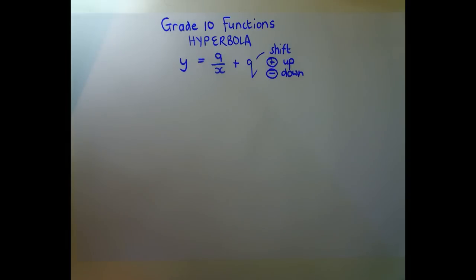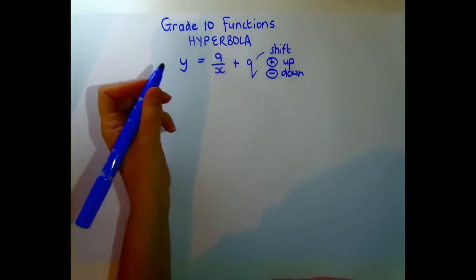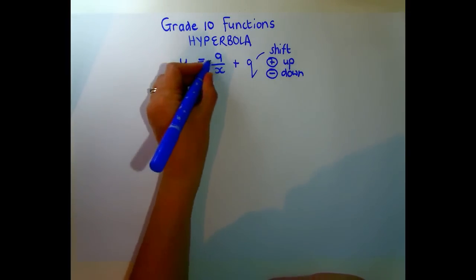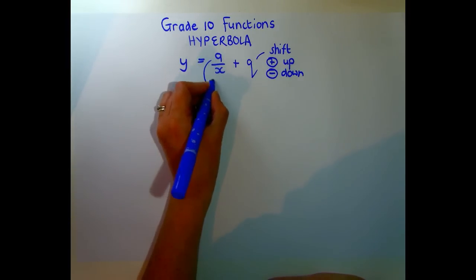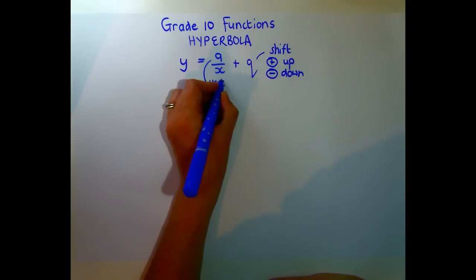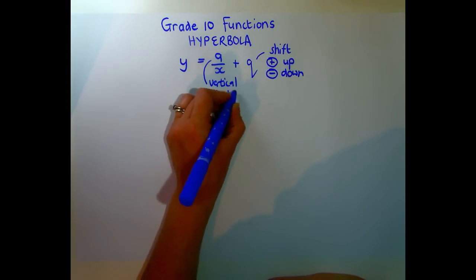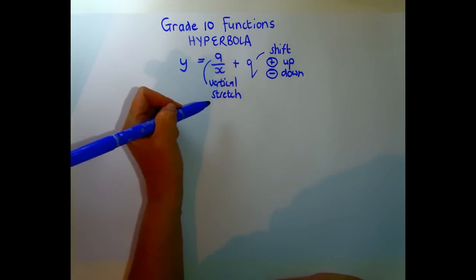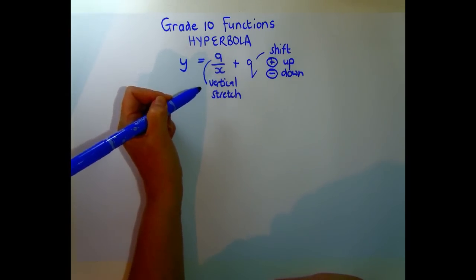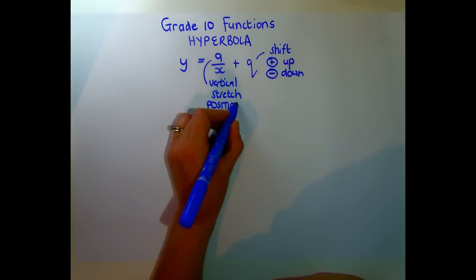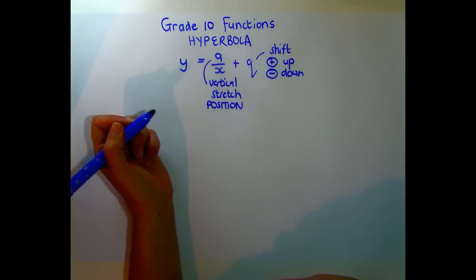The a value is the vertical stretch, and it's going to dictate how close the arms of the hyperbola are to the axes. So this is the vertical stretch. The other thing that the a value tells you is the position of the two pieces of the hyperbola graph.